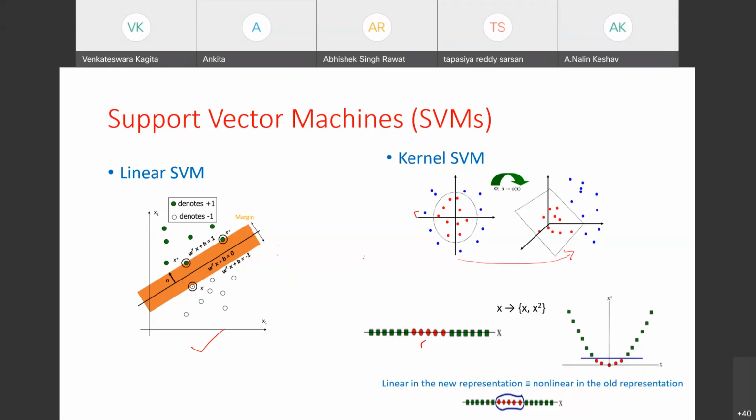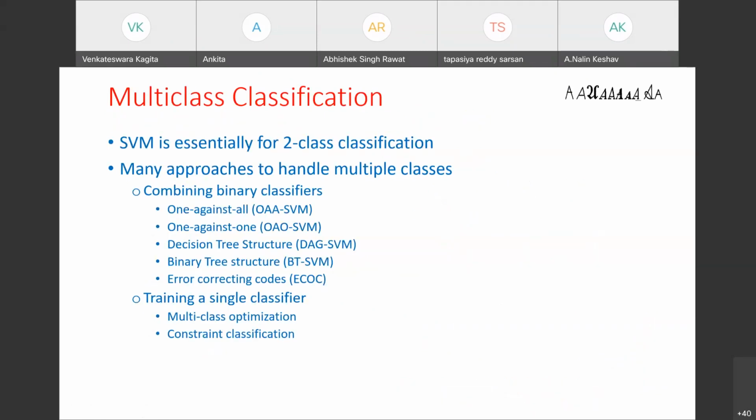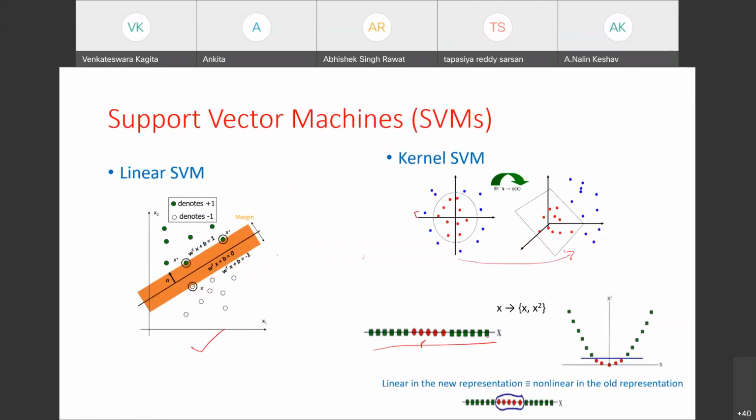So now, similarly, if you see this problem in a one-dimensional space, it is not linearly separable. But if you add another dimension, which is x square, so now you represent the data with x and x square in two-dimensional space. This is how it looks. You can see that you can draw a line which separates green points from the red points in two-dimensional space. So the data becomes linear in two-dimensional space.